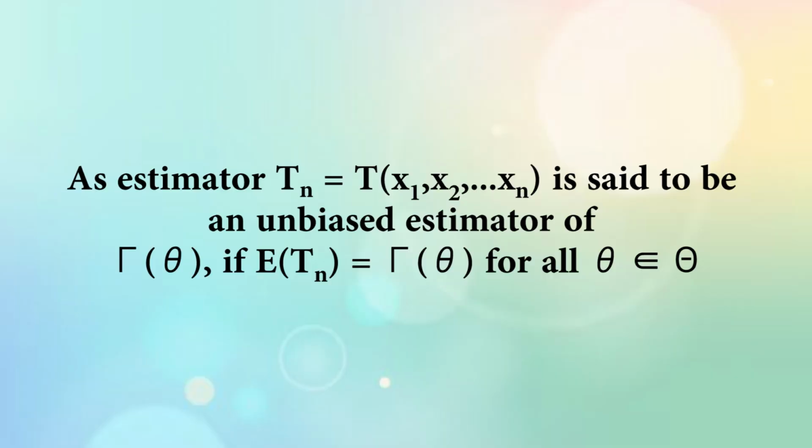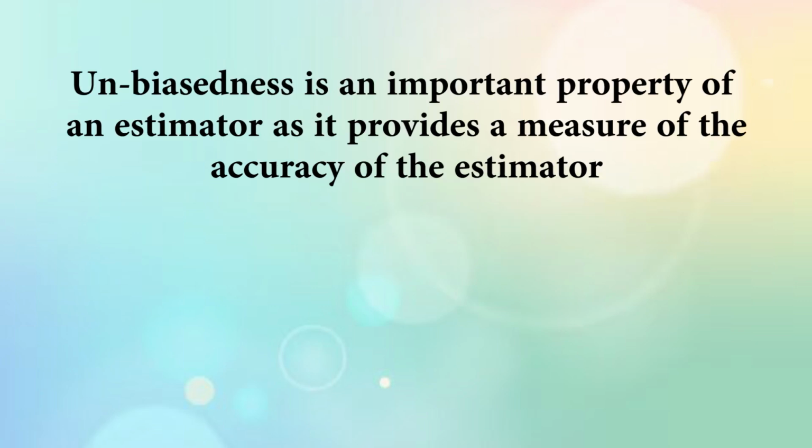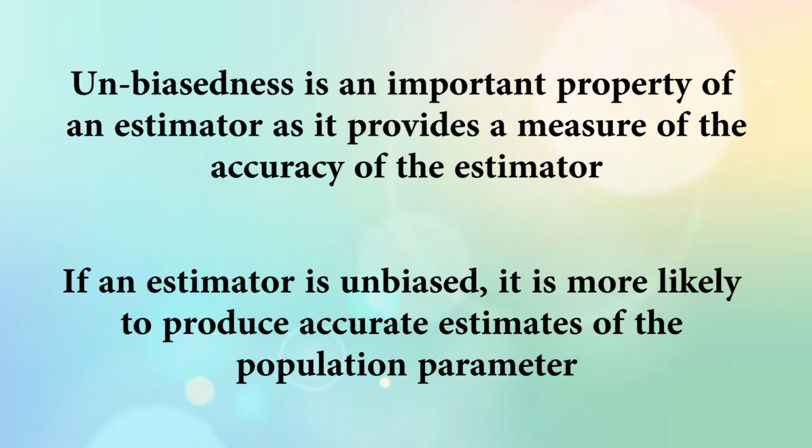An estimator Tn = T(x1, x2, ..., xn) is said to be an unbiased estimator of gamma of theta if the expected value of Tn is equal to gamma of theta for all theta in capital Theta. Unbiasedness is an important property of an estimator as it provides a measure of the accuracy of the estimator. If an estimator is unbiased, it is more likely to produce accurate estimates of the population parameter.